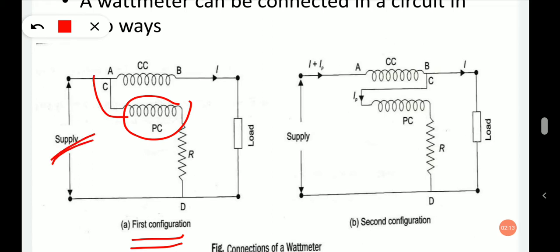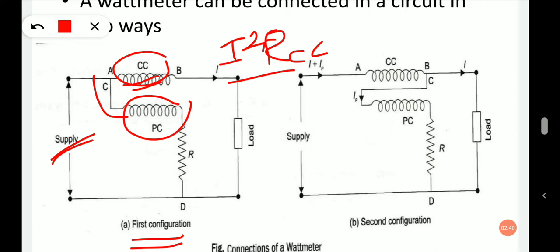Hence the voltage across the pressure coil is greater than the voltage applied across the load, by an amount equal to the voltage drop across the current coil. The instrument with this configuration measures the power loss across the current coil, denoted by I square R CC, where I square R is the loss and CC is for current coil. This connection is suitable for a small value of load current, as a low value of load current results in a low voltage drop across the load, which results in a small error.